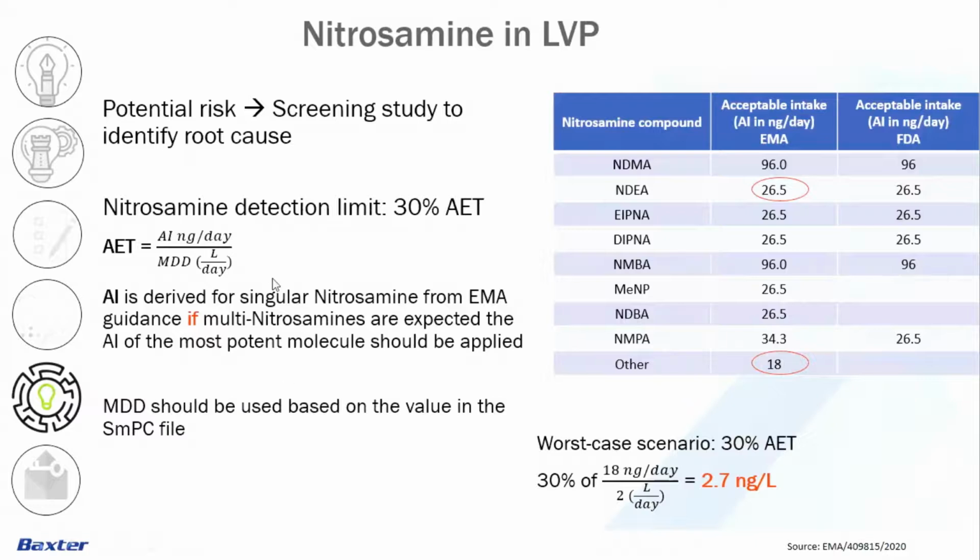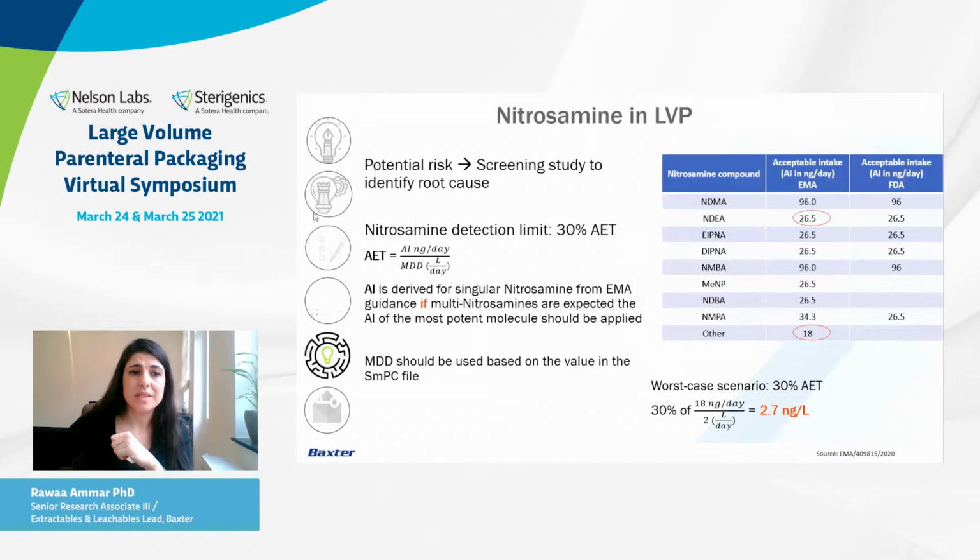So the nitrosamine detection limit per the guidance is required to be based on 30% of the analytical evaluation threshold. And we have to calculate the analytical evaluation threshold based on the AI divided by the maximum daily dose registered on the SABC file. So the acceptable intake value can be derived from the list of the different nitrosamines on the guidance. This is the case if we expect one nitrosamine to be in the solution.